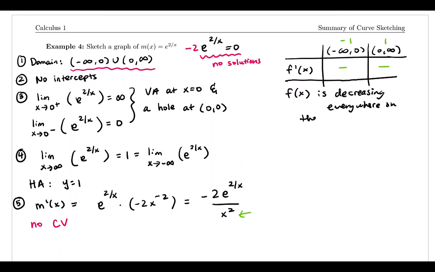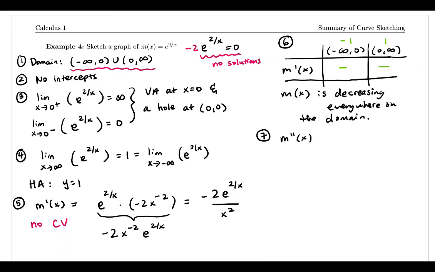On the domain. Also, I'm realizing that our function was called m, so I guess this should be m prime of x and m of x. Okay, so moving on to item number 7, let's find m double prime of x. And I'm going to rewrite this as negative 2x to the negative 2 e to the 2 over x, so that I can use power rule on that.